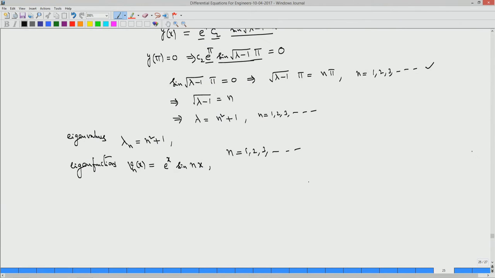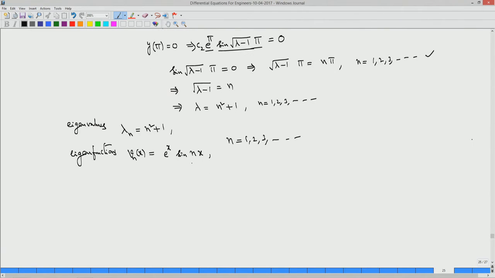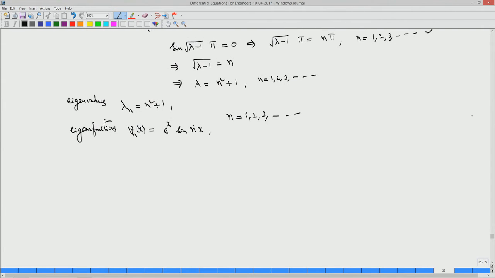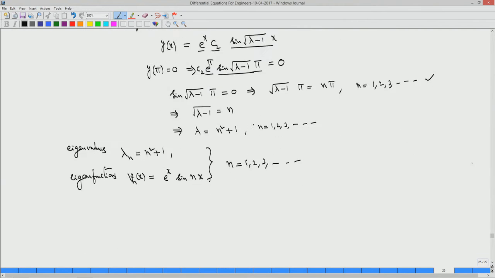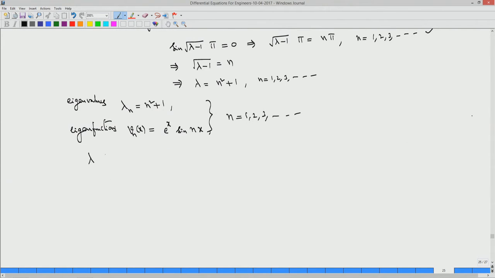Even if we put n equal to 0, Vn becomes 0, so it is not an eigenfunction, and corresponds to lambda 0 equal to 1. So these are your eigenvalues and eigenfunctions when you consider lambda greater than 1. Now you have another case, that is lambda less than 1.